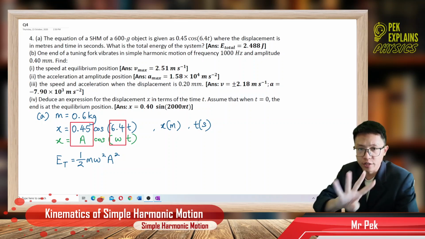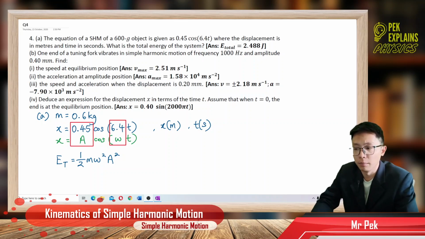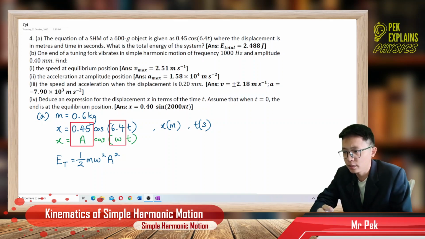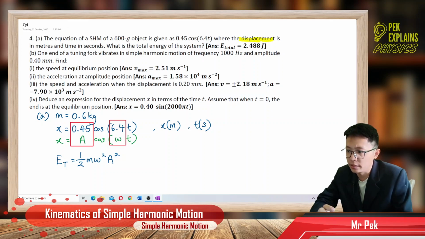Okay, now the fourth question in kinematics of simple harmonic motion. Let us read the question together. The equation of a simple harmonic motion of a 600-gram object is given by 0.45 cos 6.4t, where the displacement is in meters and time in seconds. I want you to pay special attention to the units. He said the displacement is in meters, time in seconds.